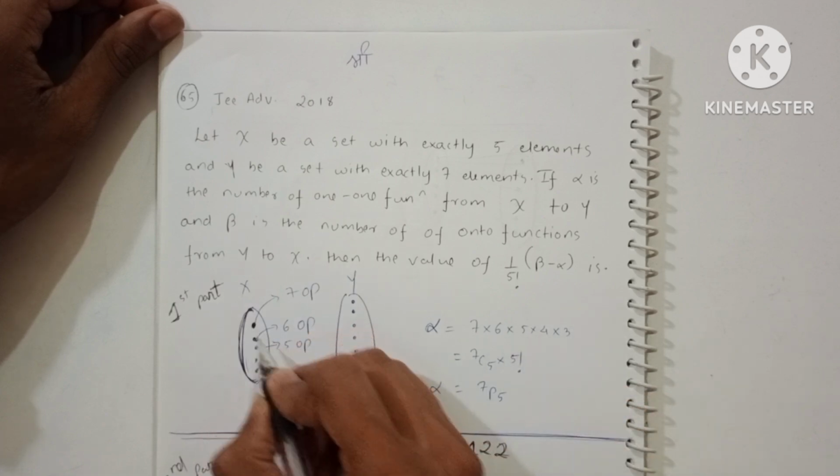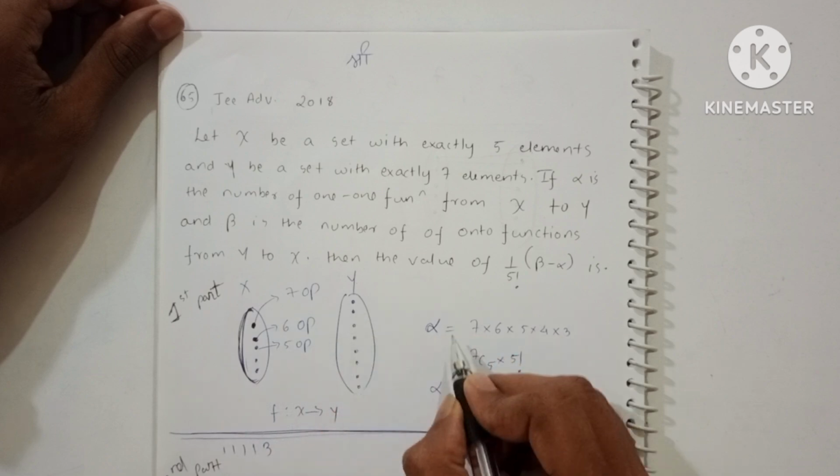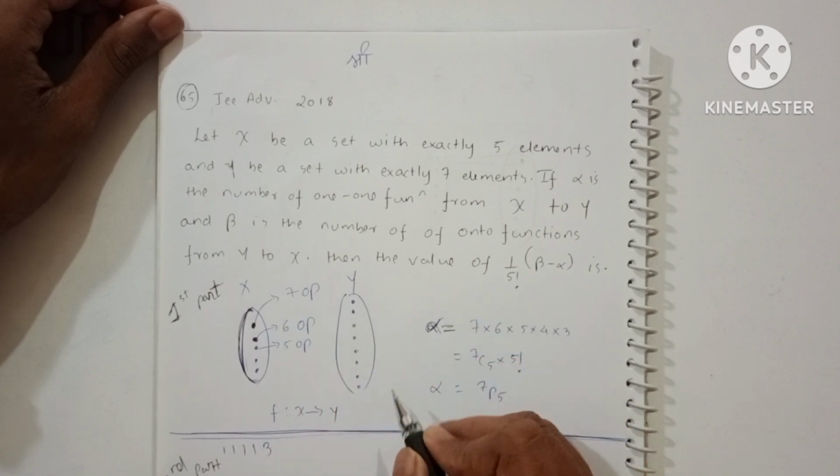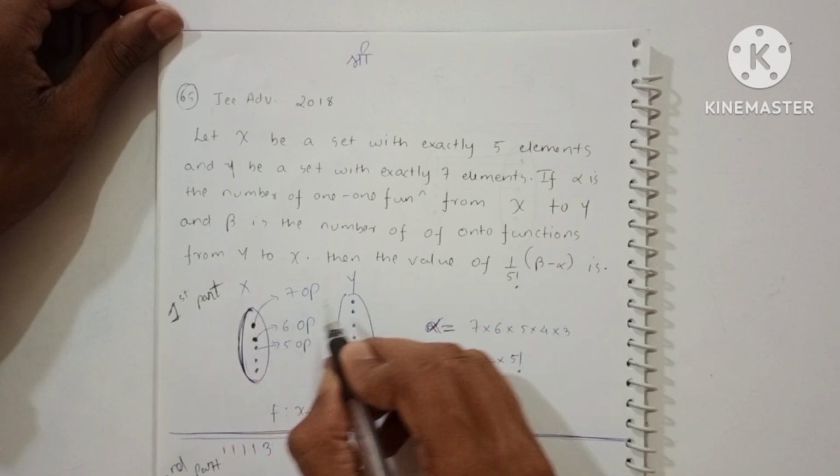If we consider the first element, we will have 7 options. If we consider the next element, we will have 6 options, and it is easy to find alpha, as we know that 1-1 function means that every X will have a distinct Y.